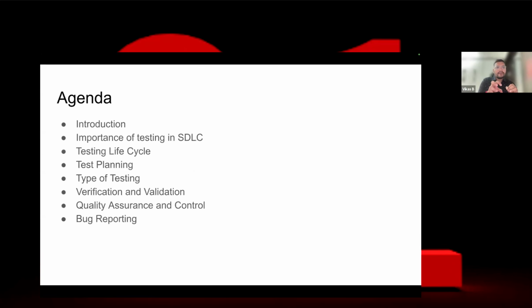Okay, so our agenda today is to discuss the introduction, what is software development lifecycle, testing lifecycle, what is planning, what are the different types of testing, verification, validation, very, very important from the QA world, quality assurance, and what is the difference between quality assurance versus quality control. And at the end, we will have a quick discussion about how as a QA we are reporting the defect or reporting the bug, guys. Okay, so our agenda today is short.